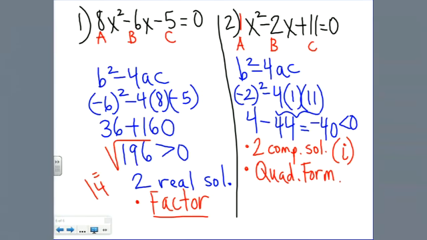Any questions about finding the value of the discriminant? Where did that negative 40 come from again? Oh, all I did was subtract 4 minus 44. You solved it, and then you did the solution to the less than 0.